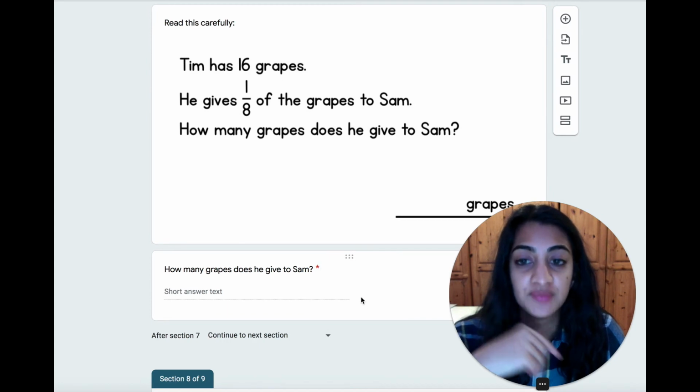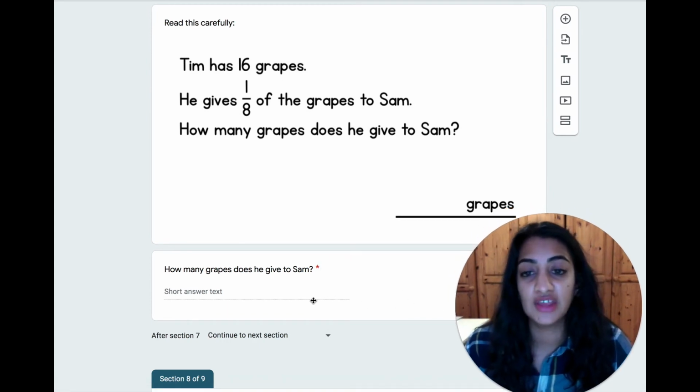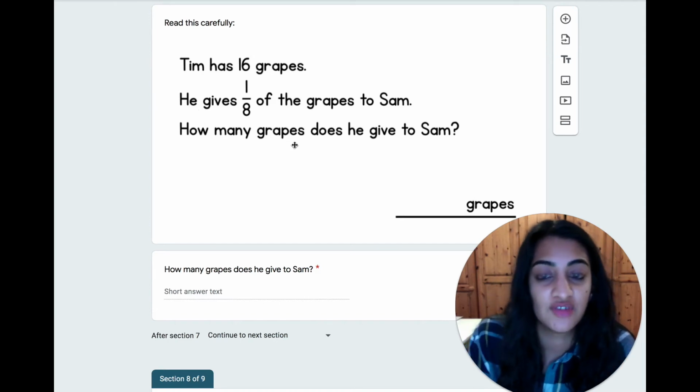Question number 6. Tim has 16 grapes. He gives 1/8 of the grapes to Sam. How many grapes does he give to Sam? So this is a worded question. What information the question has given us tells us two things.